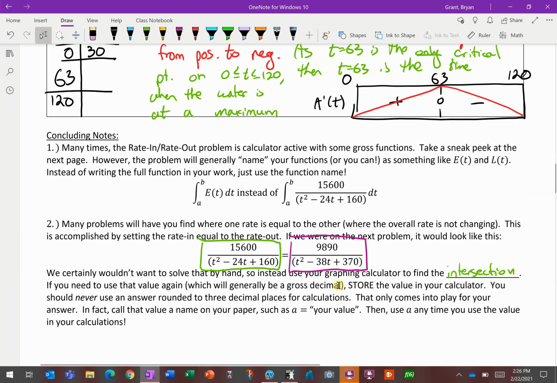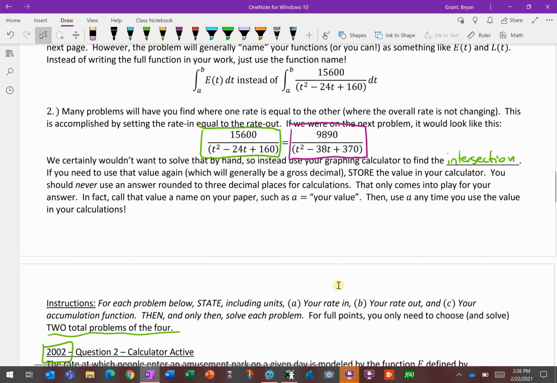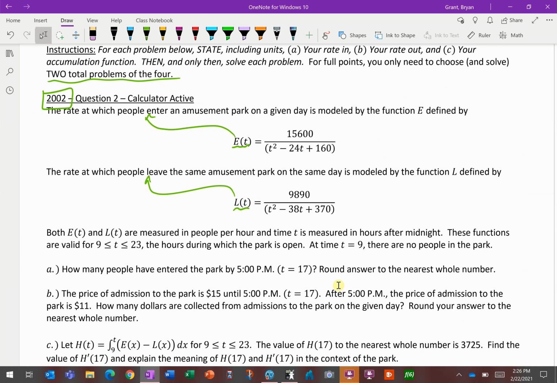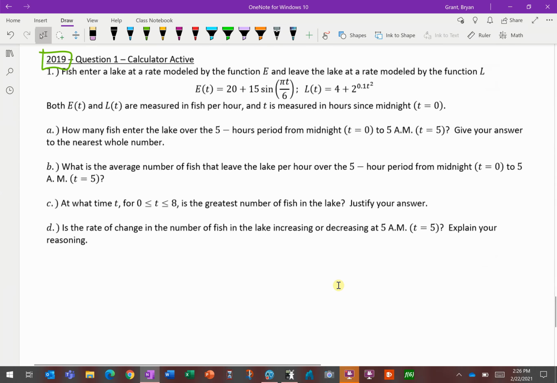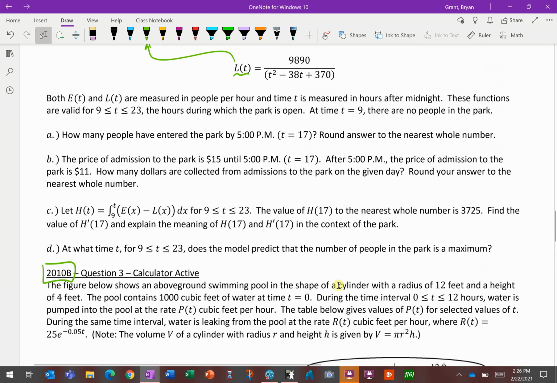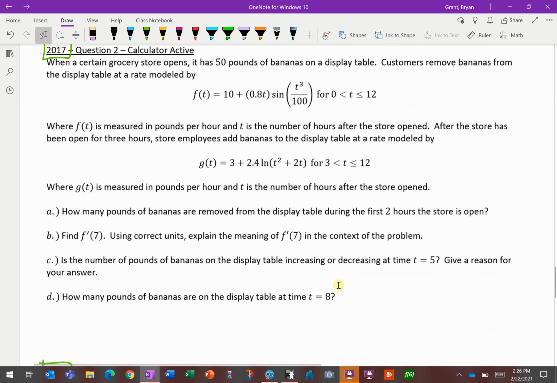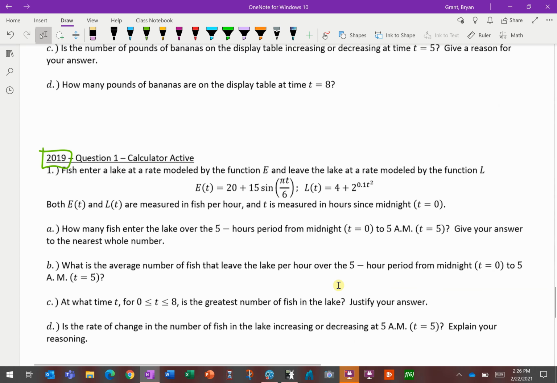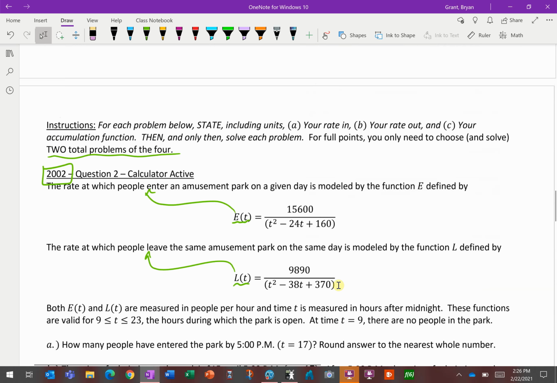I promised I would show you how to do it on the 84 as well. If you guys are already done though and you're feeling comfortable, then you can stop this video and move on to trying 2 of these problems. They're all past AP questions. They are 1, 2, 3, 4, all calculator active as well. So good luck with that.